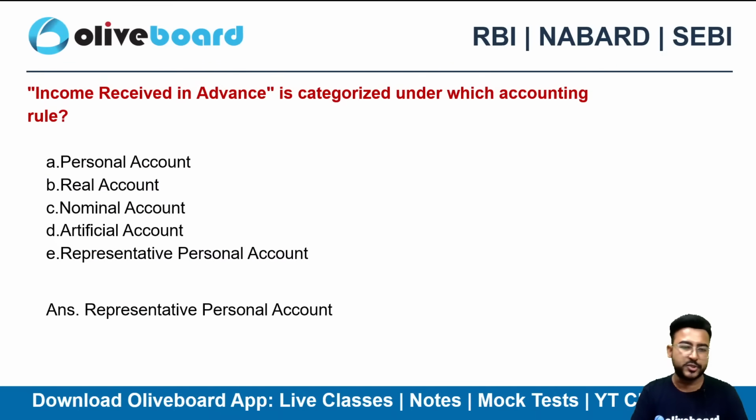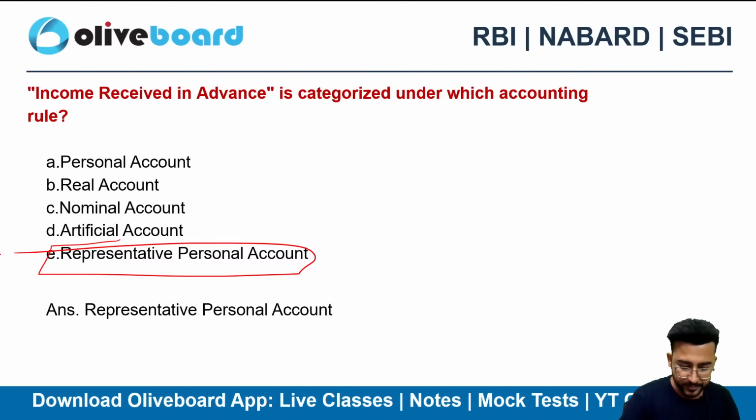The correct choice should be representative personal account, because it is more specific. Both A and E are correct, but representative personal account is more specific in nature. So ideally you should take option E.